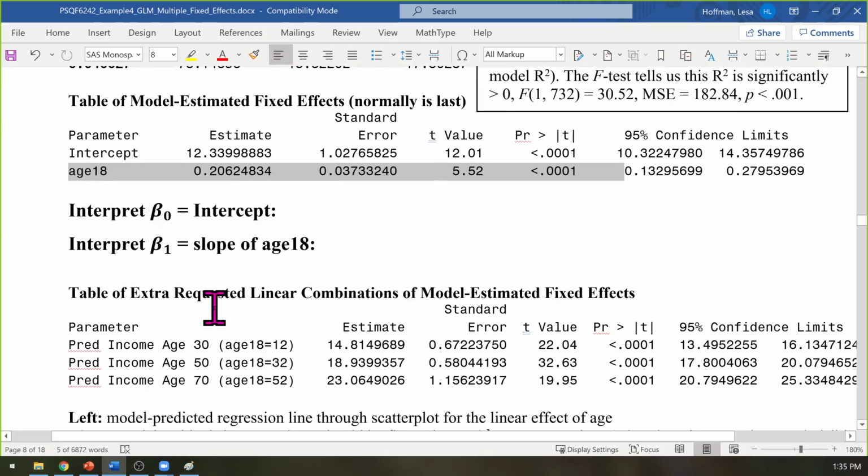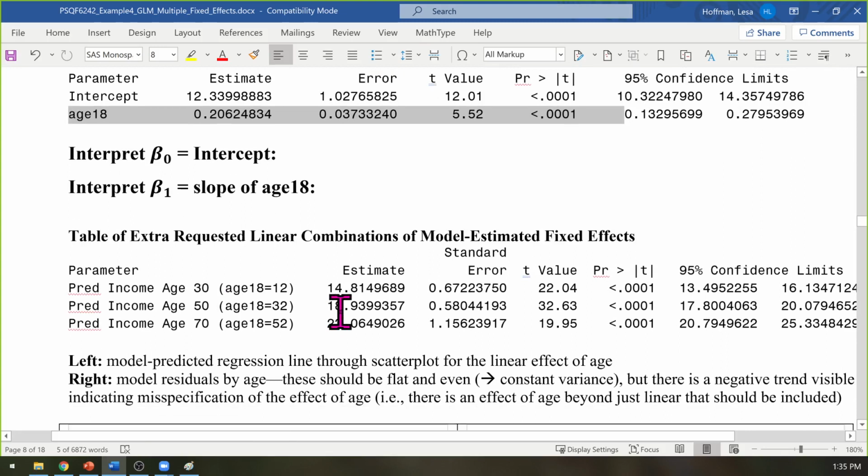So then I have the results of these predictions. At age 30, it's predicted to be $14.8 thousand. At age 50, $19,000, and so on. So it's predicting a linear relationship where as you get older and older, income increases.